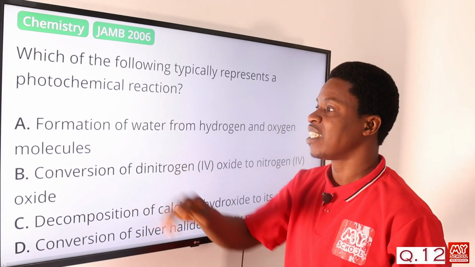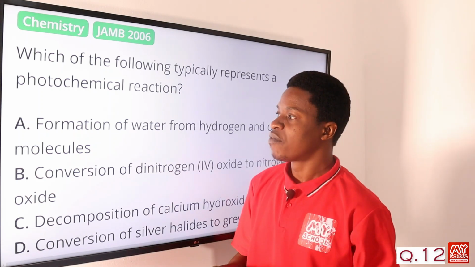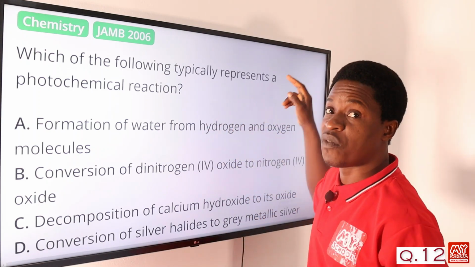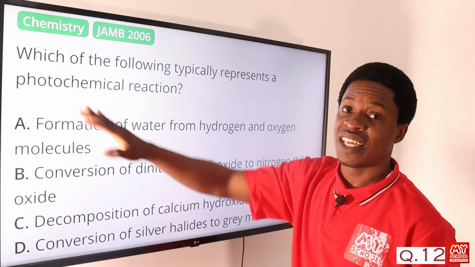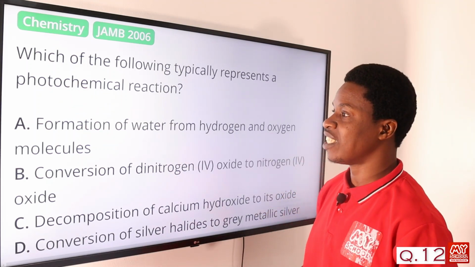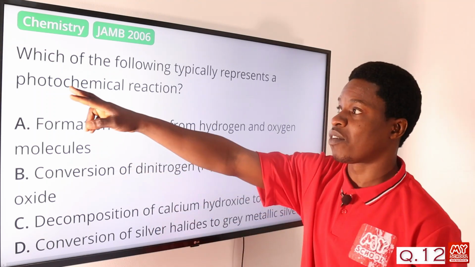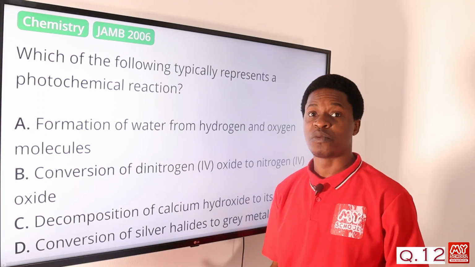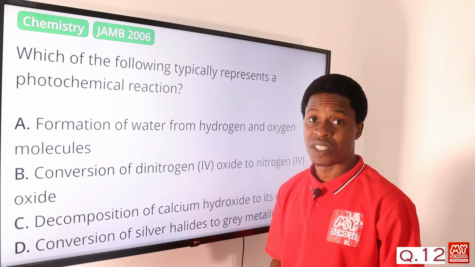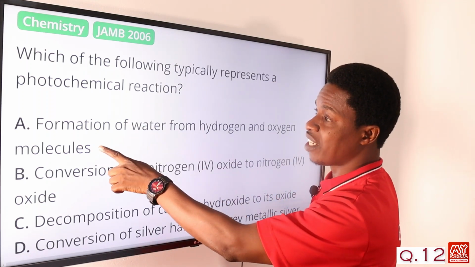Option A says formation of water from hydrogen and oxygen molecules. Of course, H2 plus O2 gives H2O. You don't need light to carry out that experiment. It's a simple reaction that does not require a condition for you to bring in light, whether visible light, ultraviolet light or whatever light. It's not actually requiring that.